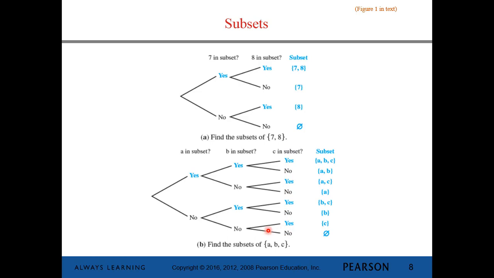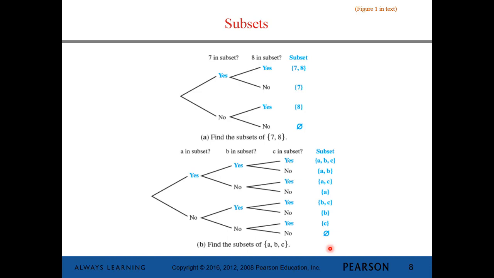How do we get each subset? By going down each branch. We get no, no, no, which would be the empty set. We can go no, no, yes, which would just include C. We could go no, yes, no, which would just include B. We could go no, yes, yes, which would include B and C. So as you go down each branch, you'll get all 8 subsets. So it's a good way of listing the possible subsets.